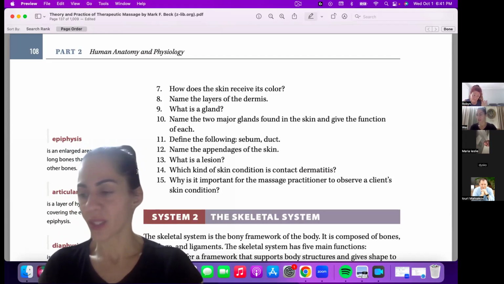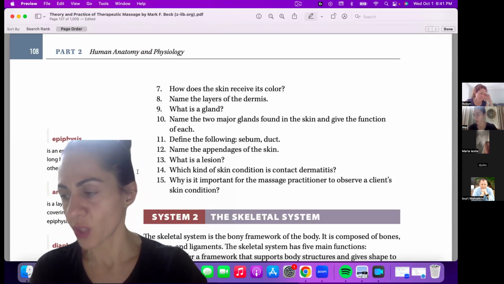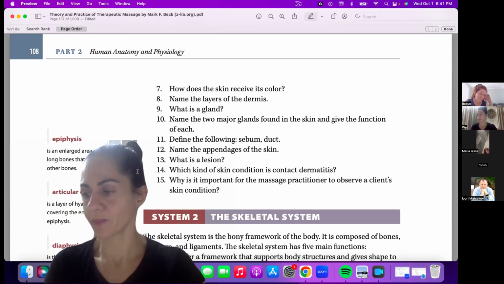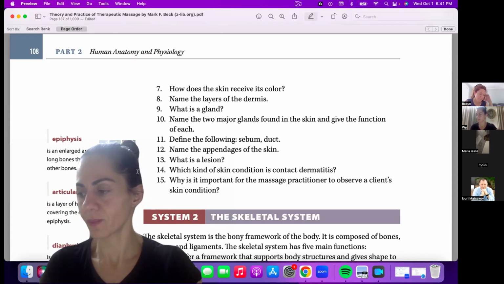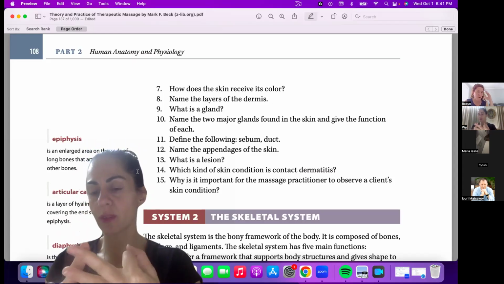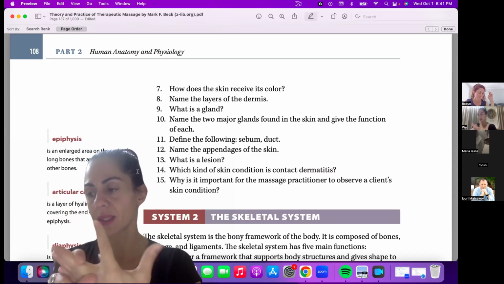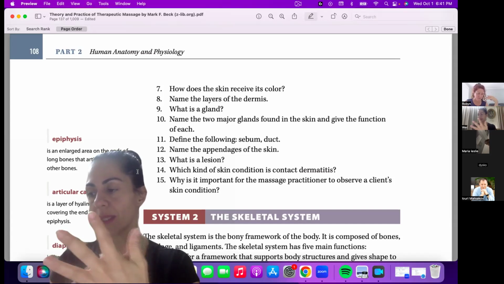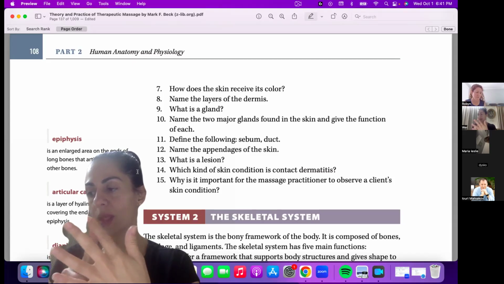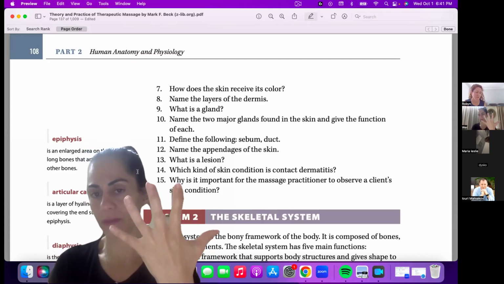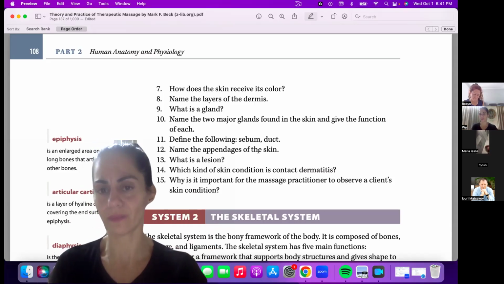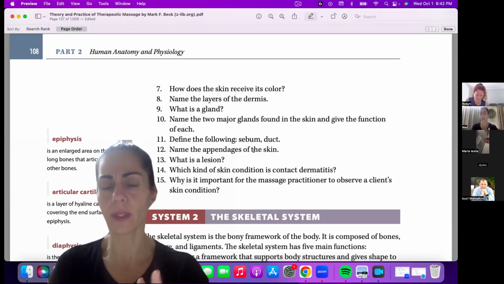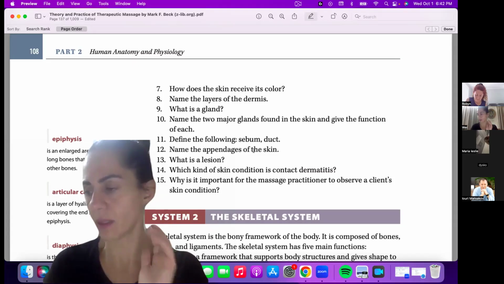Okay, name the appendages of the skin, which means what does the integumentary system consist of? It's skin, hair, nails, and the 2 glands, the oil and sweat glands. There are 5 things that make up the appendages of the skin. Got it. So hair, nail, skin, sweat glands, and oil glands.